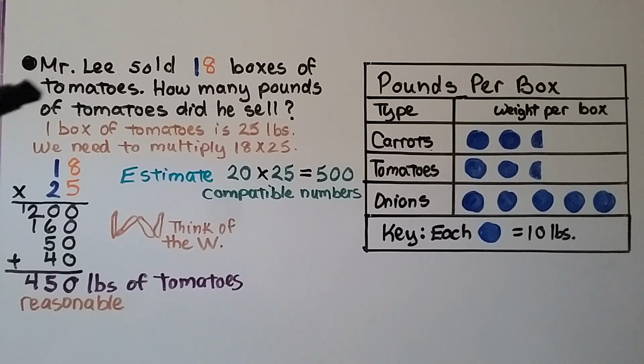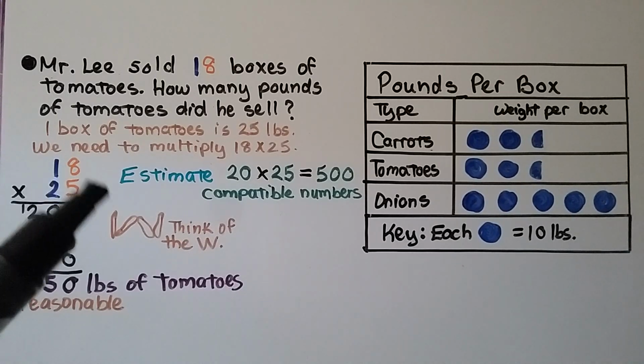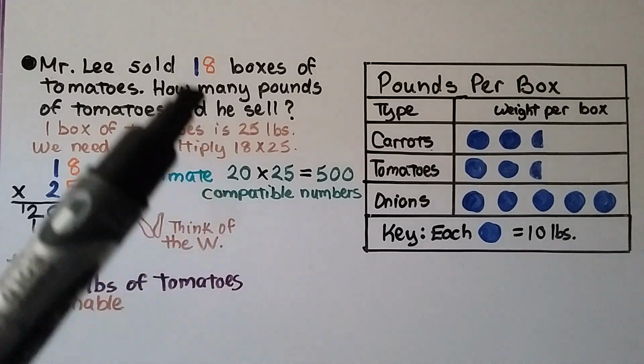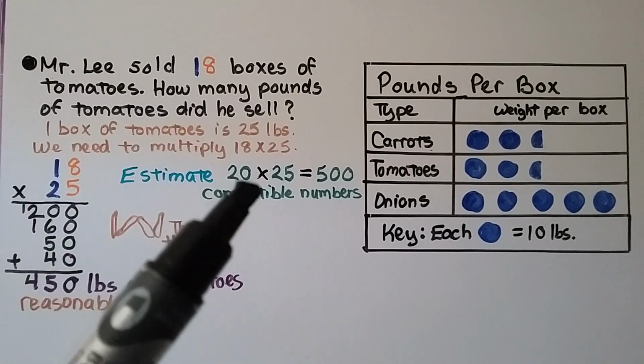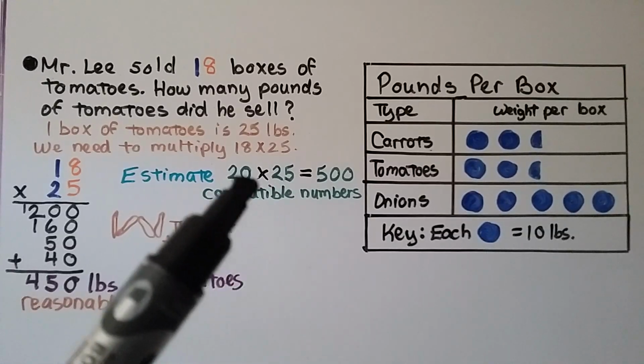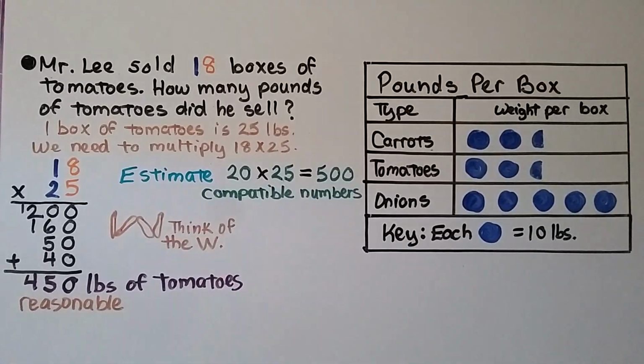So we know he sold 18 boxes of tomatoes that were 25 pounds each. So 1 box of tomatoes is 25 pounds. We need to multiply 18 times 25. When we go to estimate, we can use compatible numbers. We can use 20 for the 18 and 25. 2 times 25 is 50. We have 1 0 in the factor, so it's going to be a 0 in the product. We have 500 for our compatible number estimate.